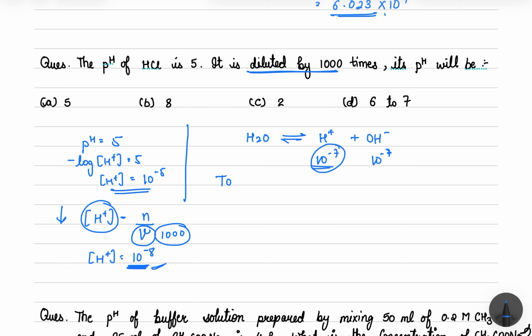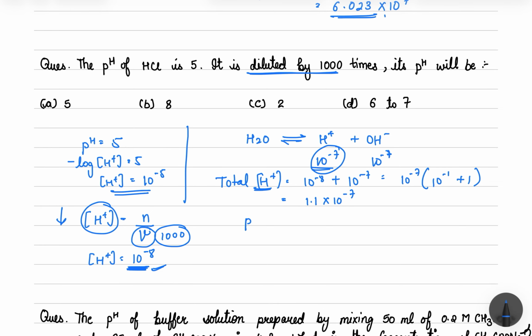So if you will calculate total H plus ions, total H plus ions are 10 raised to power minus 8 plus 10 raised to power minus 7. So we can take 10 raised to power minus 7 common. Here it will be 10 raised to power minus 1 plus 1. So total you will get 1.1 into 10 raised to power minus 7. So that will be total H plus ion. Okay, now pH you will calculate.